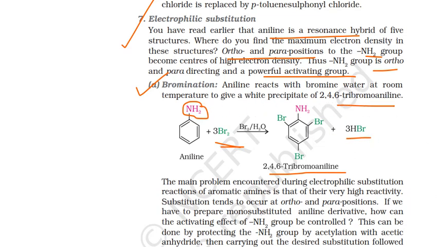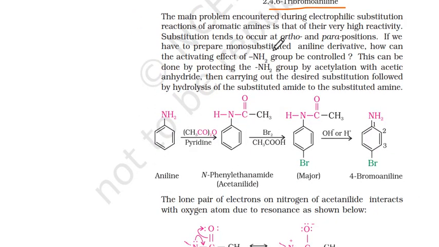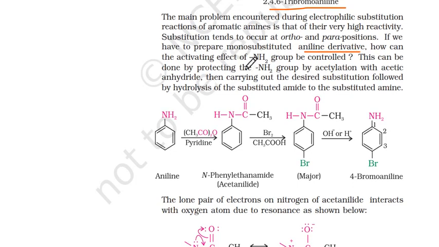The main problem encountered during electrophilic substitution reactions of aromatic amines is that of their very high reactivity. Substitution tends to occur at ortho and para. If you have to prepare a mono-substituted aniline derivative, how can the activating effect of NH2 be controlled? Of course, you'll take a deactivating group. This can be done by protecting it by acetylation with acetic anhydride, then carrying out the desired substitution, followed by hydrolysis of the substituted amide to the substituted amine.